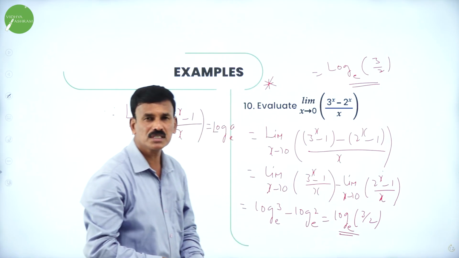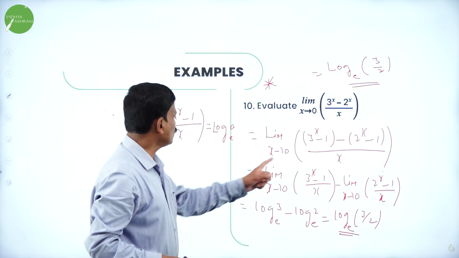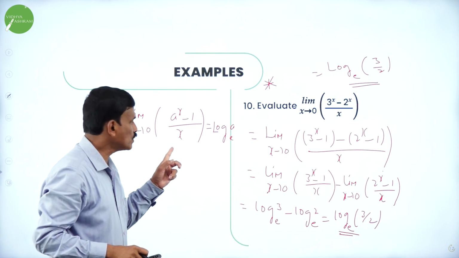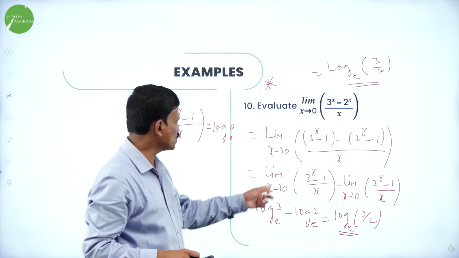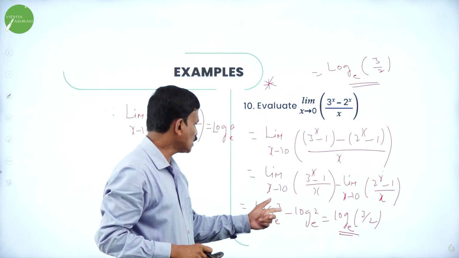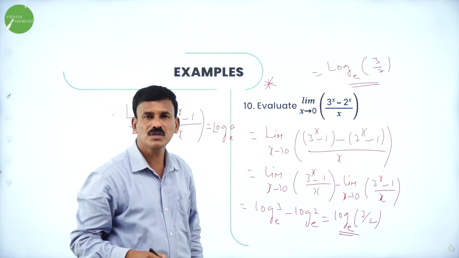Very simple and easy problem. Convert into the form a power x minus 1 by x. Substitute here a is equal to 3, a is equal to 2. Log 3 minus log 2 is log of 3 by 2.